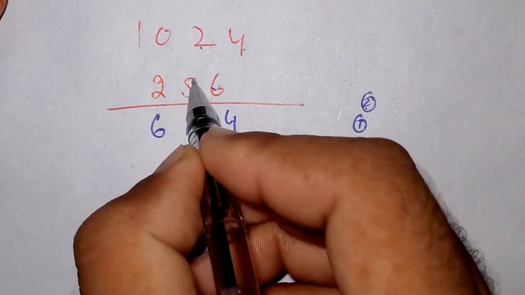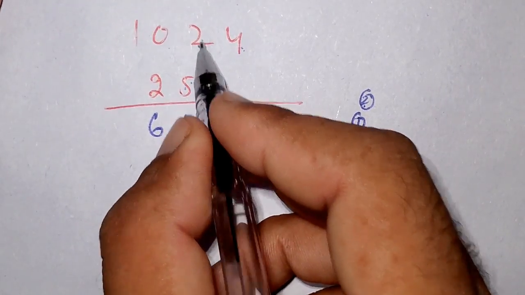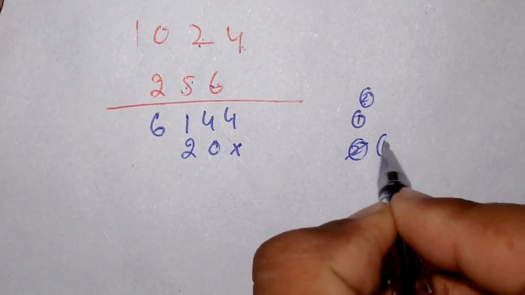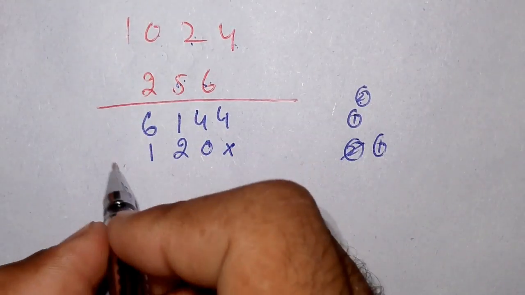Now 5 times 4 is equal to 20. 2 carried. 5 times 2 is equal to 10. 10 plus 2 is equal to 12. 1 carried. 5 times 0 is equal to 0. 0 plus 1 is equal to 1. And 5 multiply 1 is equal to 5.